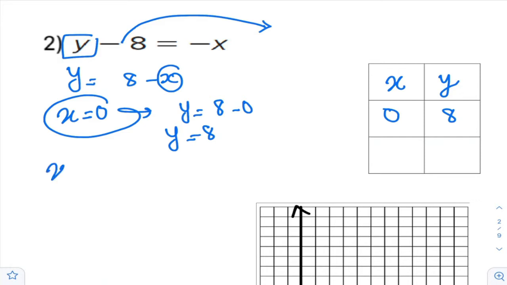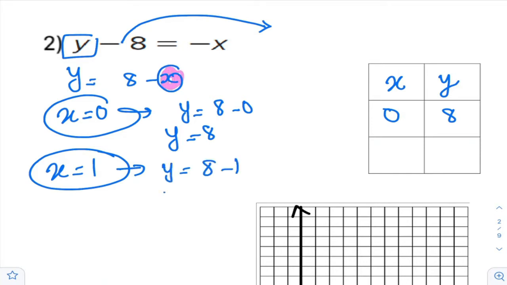Now let's assume x is 1. They are the easiest points, 0 and 1. And then if x is 1, this one is the one that is changing. So y is 8 minus 1, so y is 7. So if x is 1, y is 7.